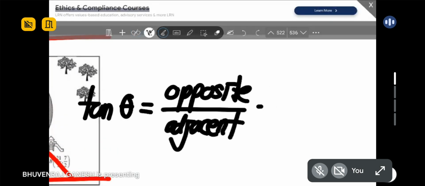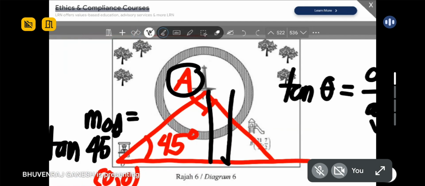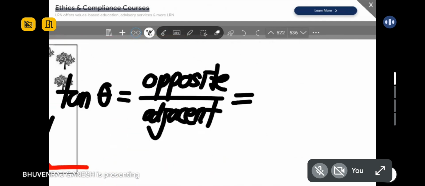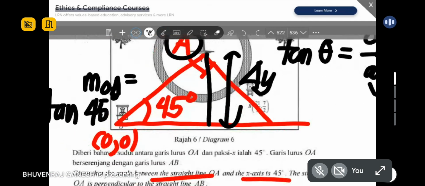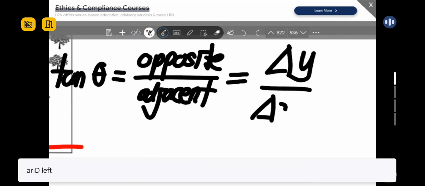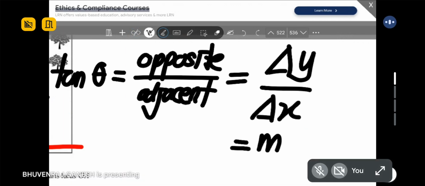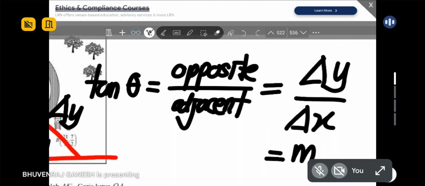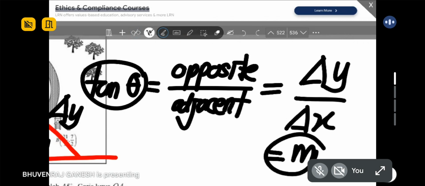Opposite over adjacent. So guys, if you see over here, this is your opposite, right? So this is your difference in y. Agree? Perbezaan nilai y, or delta y. So you can put opposite as delta y. And then adjacent. This is adjacent, right? So this is the difference in x, delta x. So I put delta x over here. So guys, delta y over delta x equals what? Gradient. Am I right? So that means tangent is equal to your gradient.